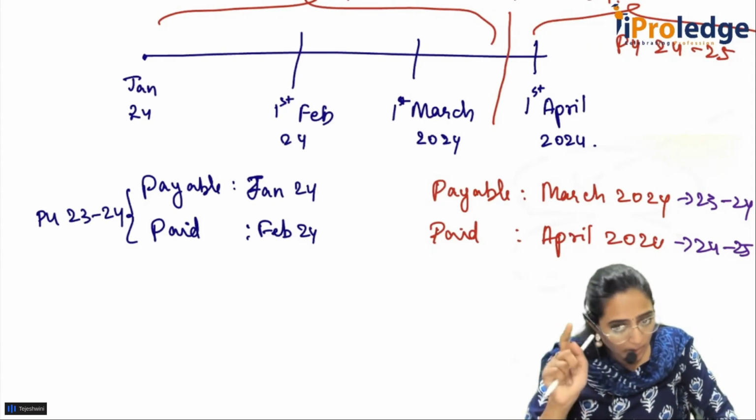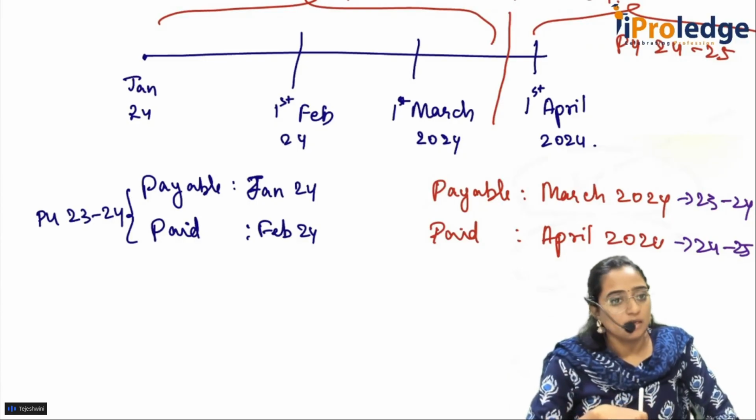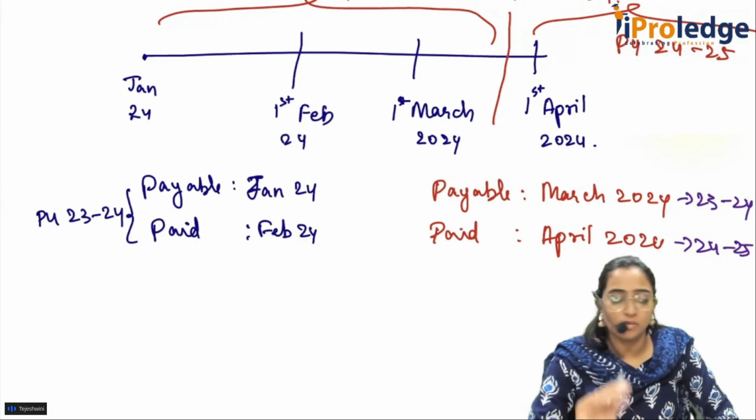When both are in the same PY, you have no problem. Yet when both are in different PY, only then the problem comes. Understood? Due basis and receipt basis, what is the difference?